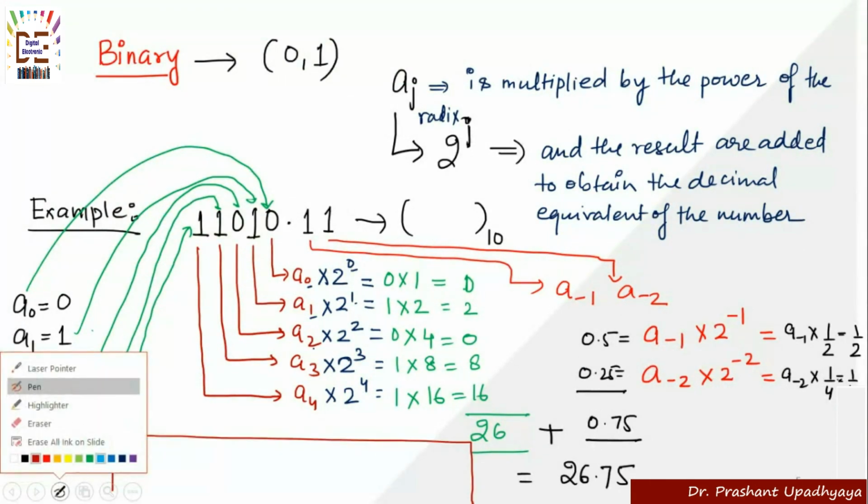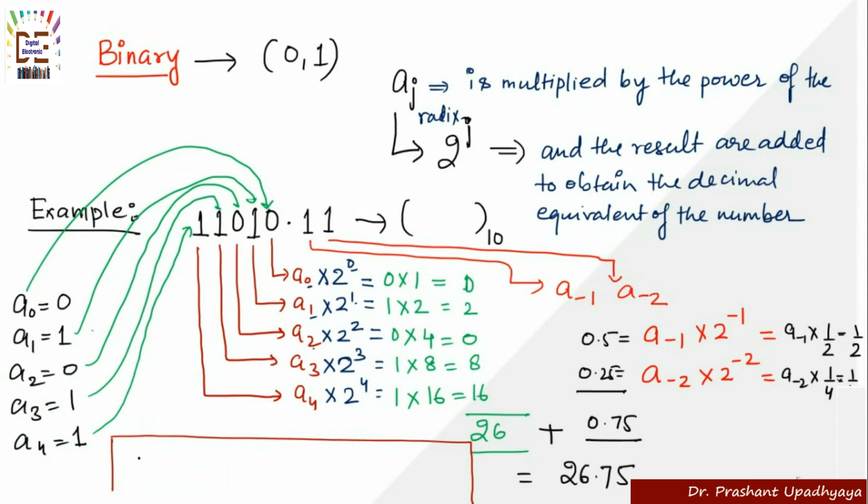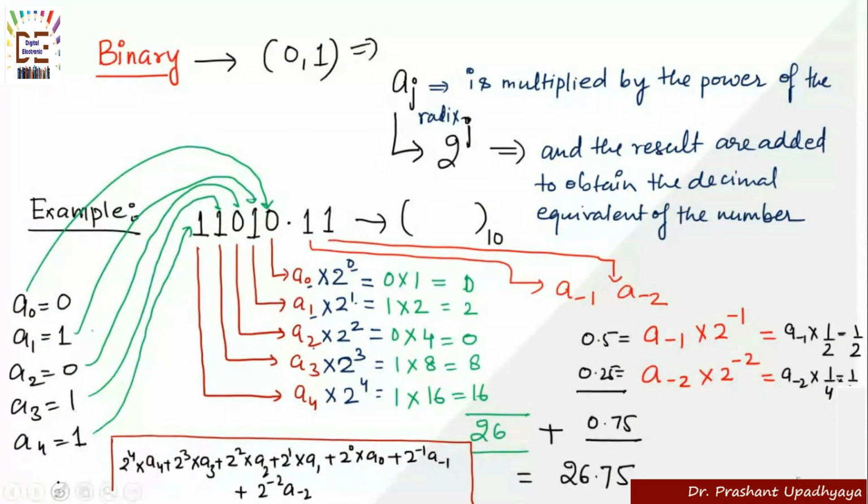So let me revise it. We have written it like this: 2 raised to power 4 into A4 plus 2 raised to power 3 into A3 plus 2 raised to power 2 into A2 plus 2 raised to power 1 into A1 plus 2 raised to power 0 into A0 plus 2 raised to power minus 1 into A minus 1 plus 2 raised to power minus 2 into A minus 2. We have taken this binary. Binary means we are talking with respect to the base of 2.